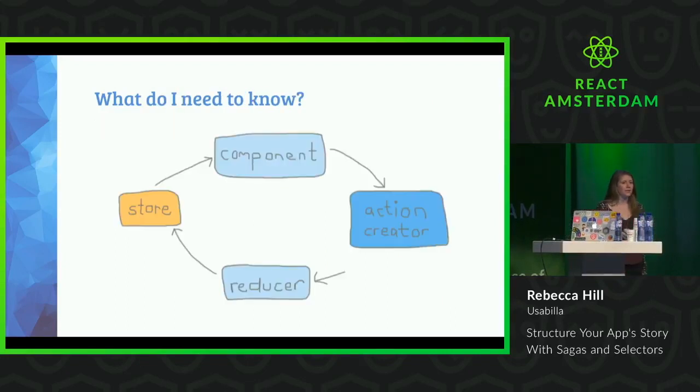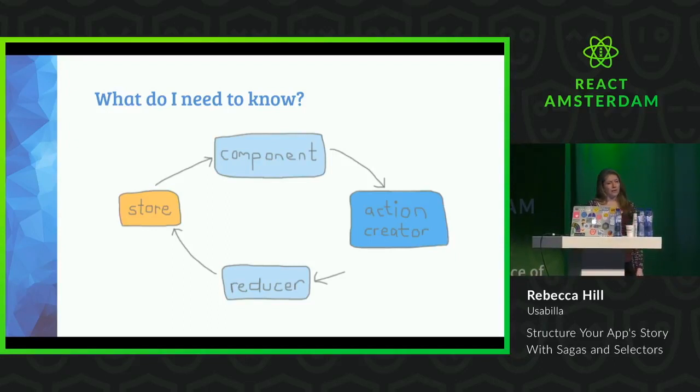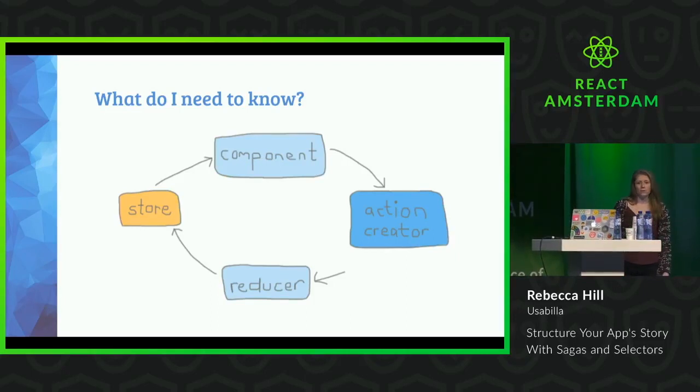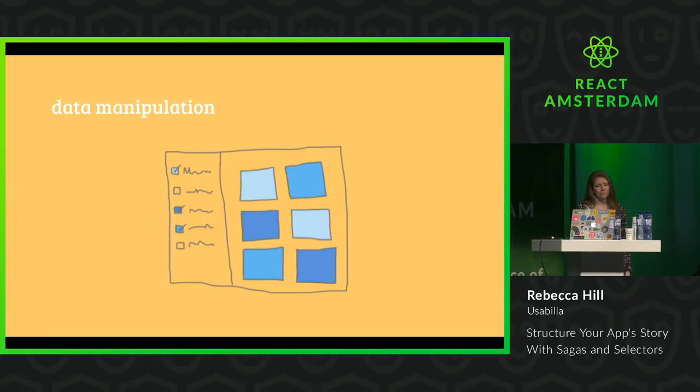Okay, so the focus of my talk is going to be on apps using Redux, and a very, very quick recap, just in case you haven't used Redux before. Components use action creators to dispatch actions that are picked up by pure functions called reducers. These create new versions of the application state for the store, which components read, and then the cycle starts all over again.